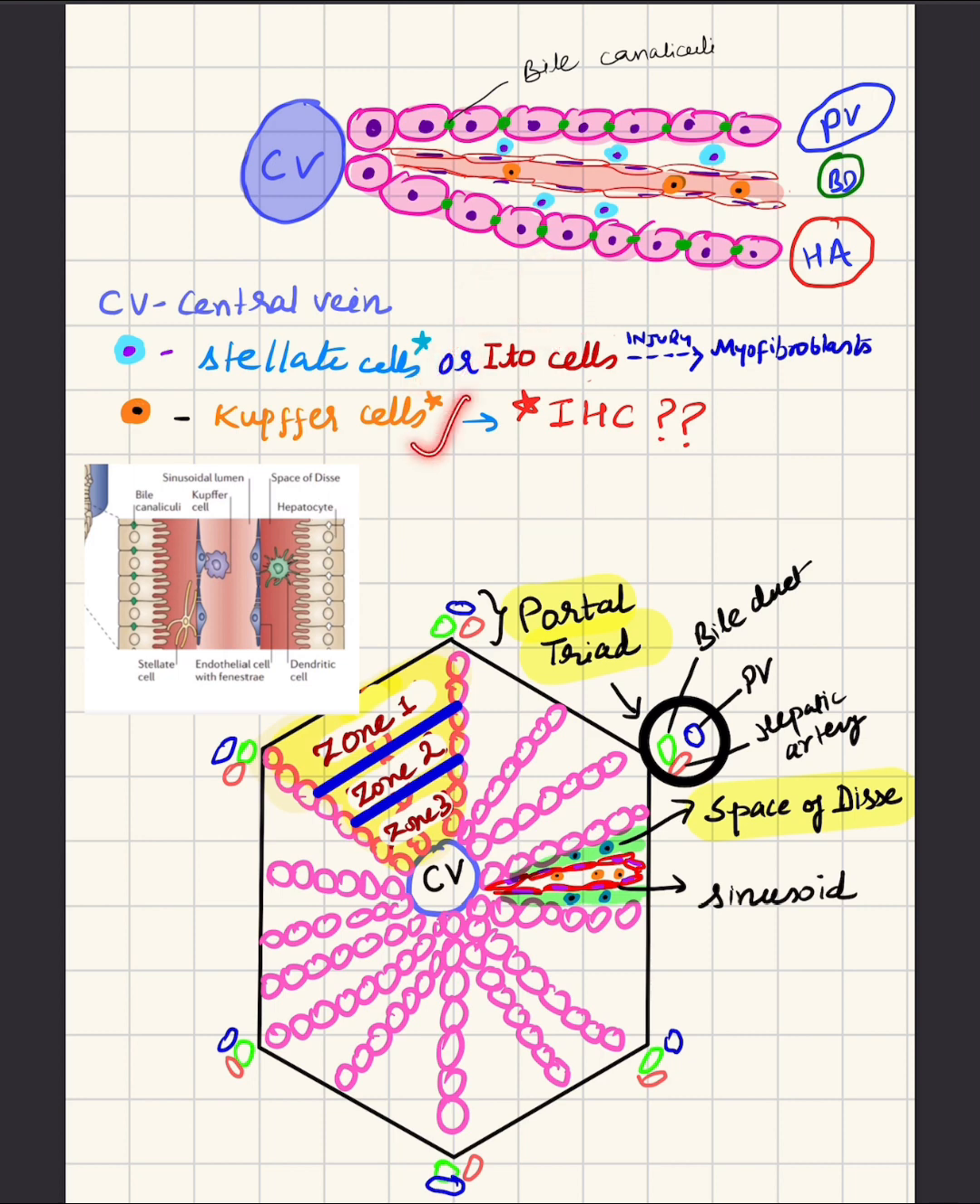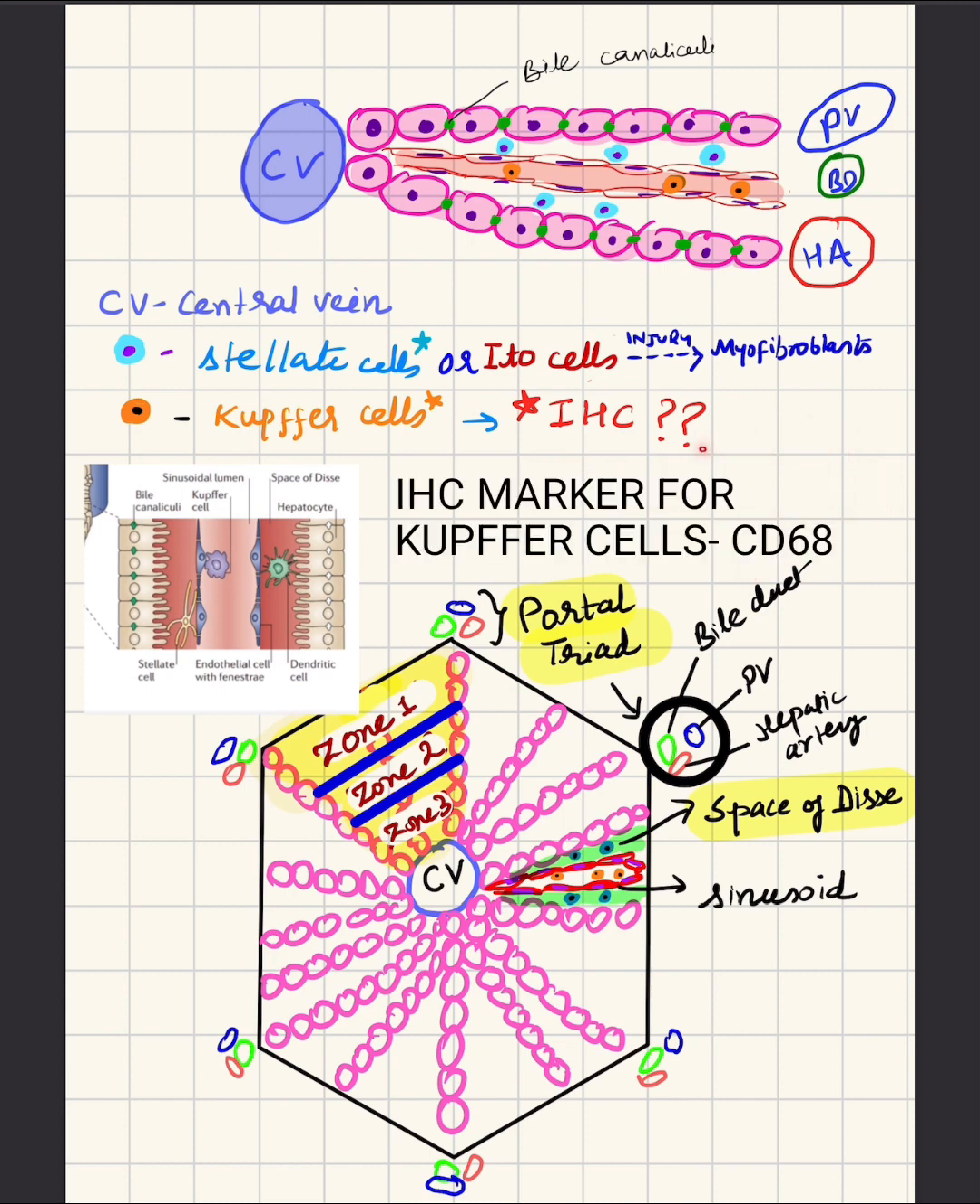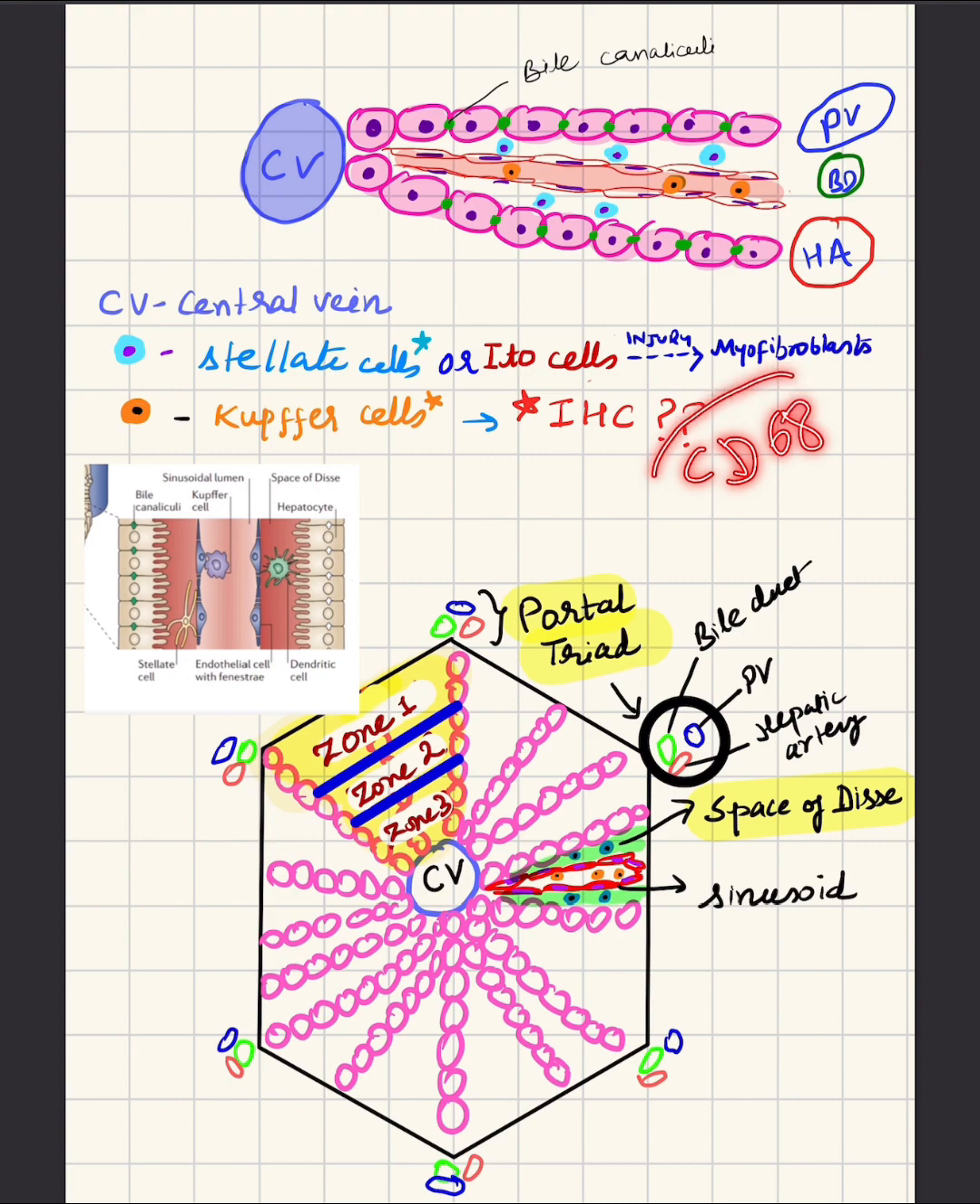And the Kupffer cells, which are present in the lining of the sinusoid, are nothing but macrophages. So sometimes a question is asked, which immunohistochemical marker will they exhibit? That will be CD68, which is the same marker as for the macrophages.